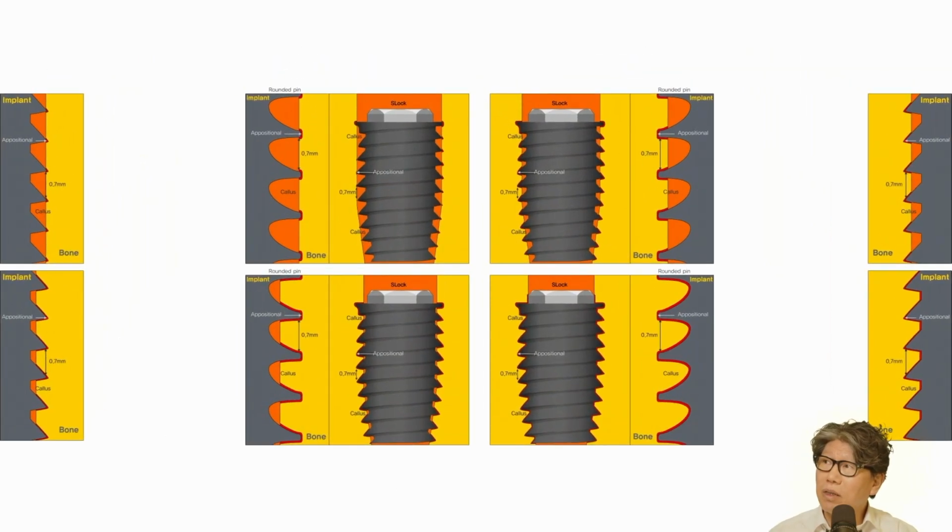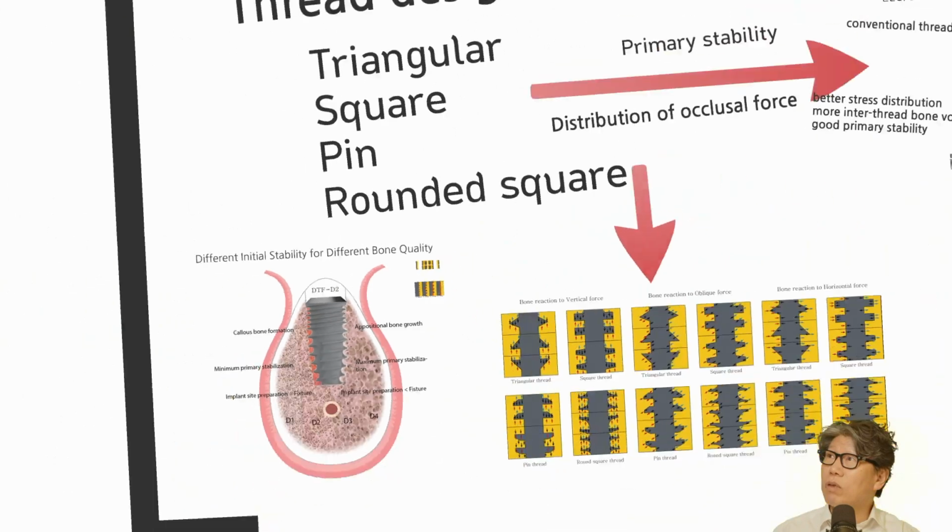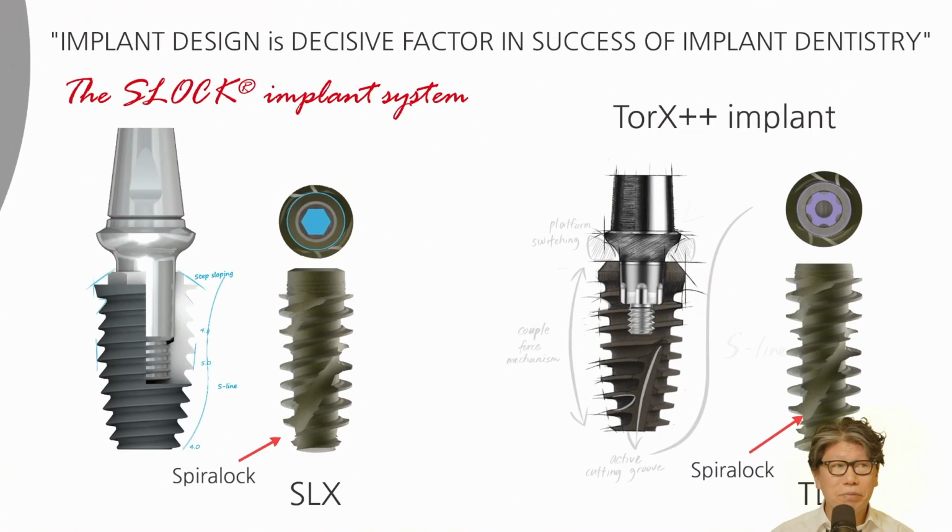So, as I mentioned earlier, think about whether to induce callus bone formation or do positional bone growth while choosing the implant, and you need to perform the surgery according to the characteristics of that implant. And how to distribute the occlusal force ultimately determines the long-term results of the implant.